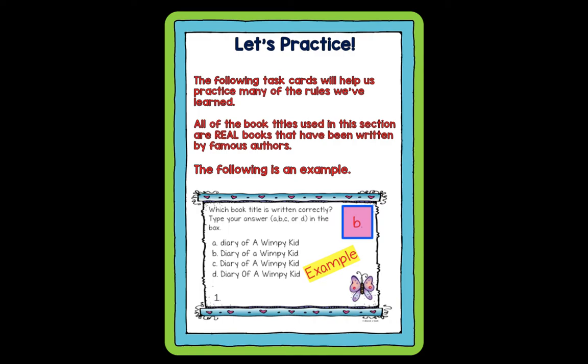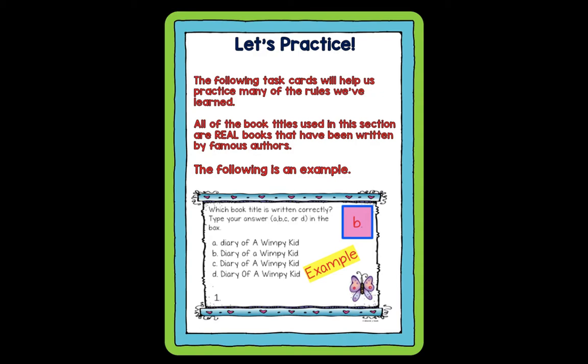So this slide here is like a practice slide. It says the following test cards will help us practice many of the rules we've learned. All of the book titles used in this section are real books that have been written by famous authors. The following is an example. It says, which book title is written correctly? Type your answer A, B, C, or D in the box. A, B, C, and D all say Diary of a Wimpy Kid. However, B is the only correct answer.